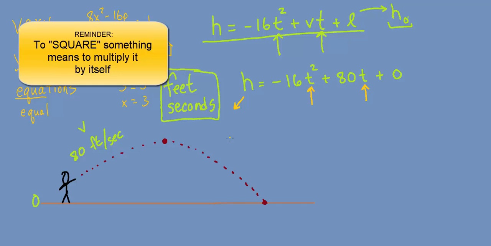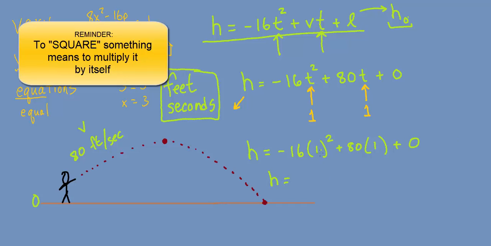So if I want to know how high the ball has gone after 1 second, I would just put a 1 in for the time. T is my variable. It varies. In this case, it's 1. Now, after that, you're just calculating. It's negative 16 times 1 squared plus 80 times 1 plus 0. This is going to give me the height of the ball after 1 second.